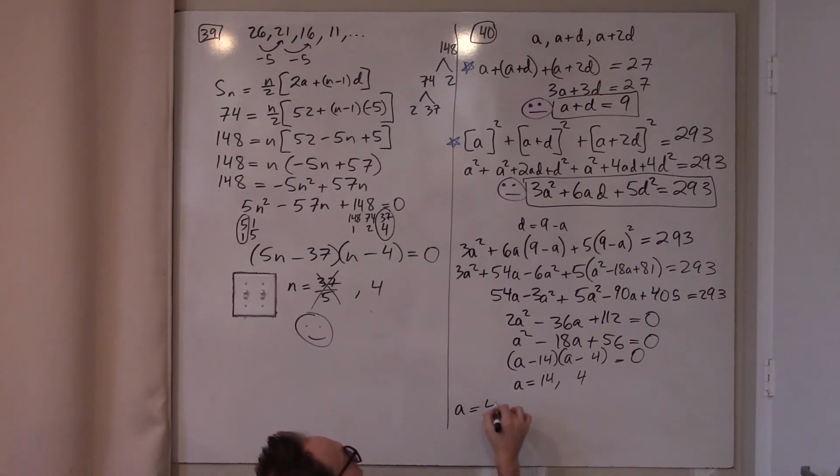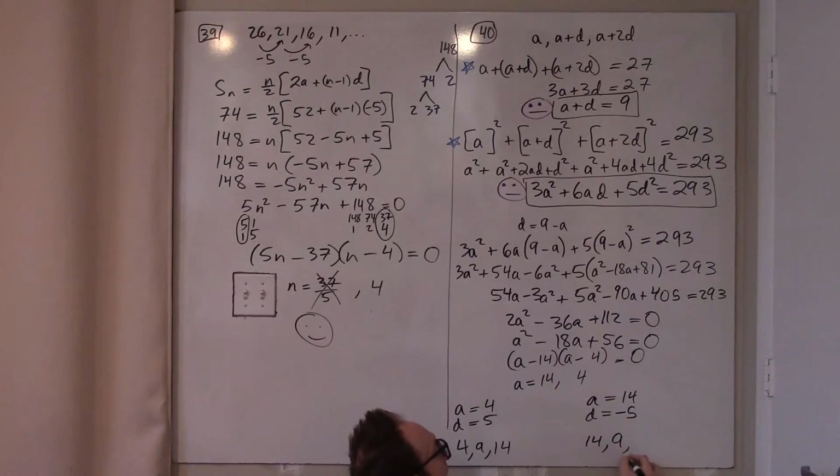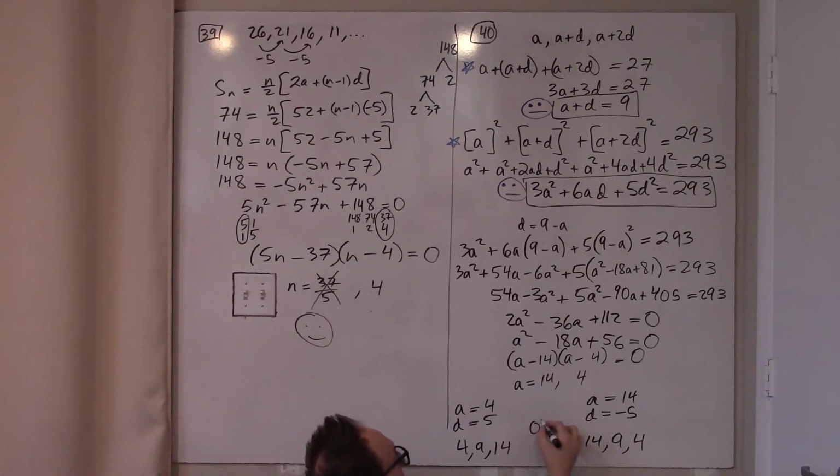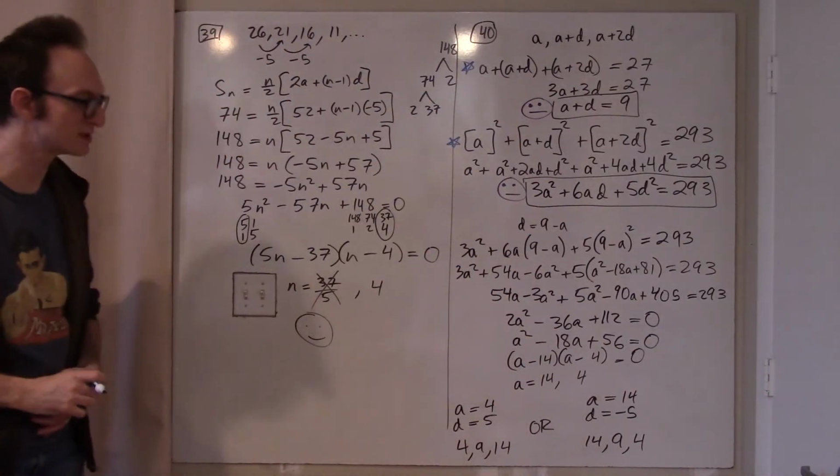Well, if a is 4, then d is 5. And if that's the case, then this arithmetic sequence is in fact 4, 9, 14. But if on the other hand a is 14, then d must be negative 5. So then this arithmetic sequence is 14, 9, 4. But of course, this is really just the same sequence written in reverse. So there's really just one answer to this problem.